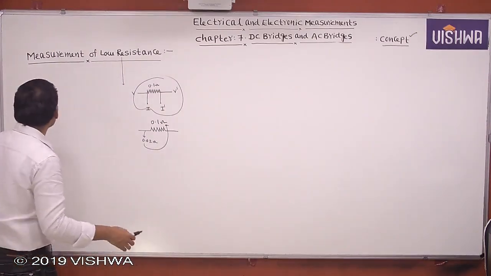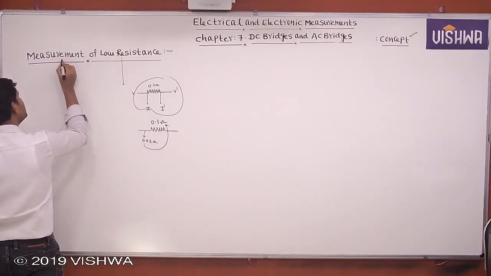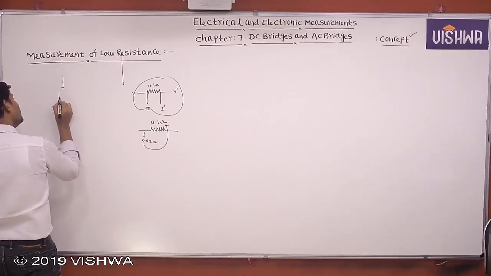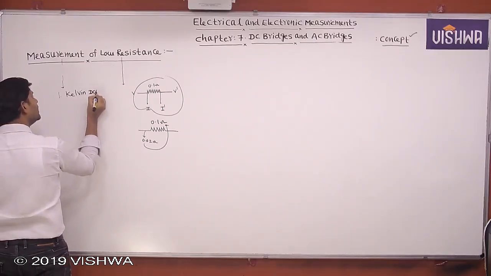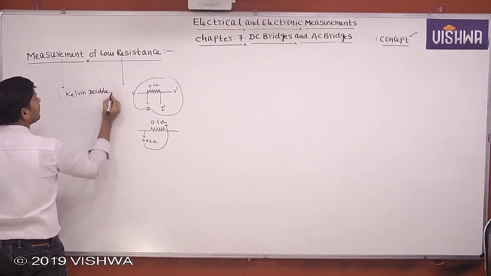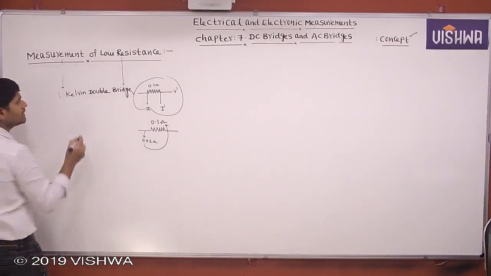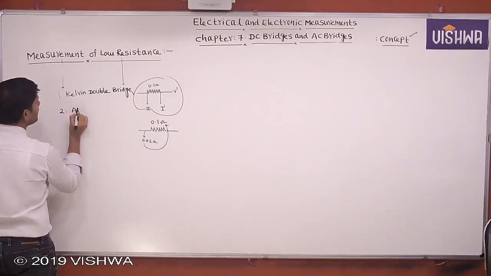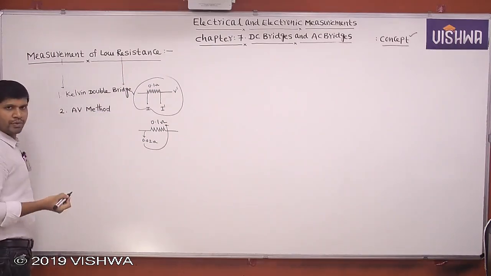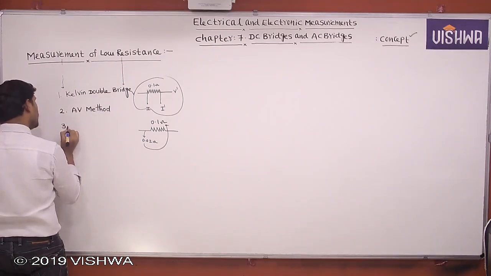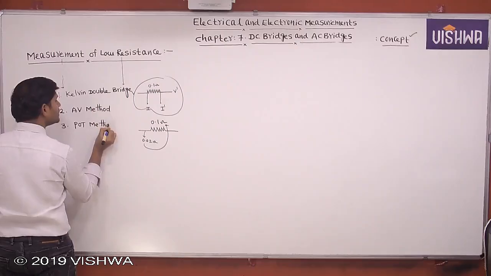To measure low resistance more accurately, what methods are we using? One method is the Kelvin double bridge method. These are the different methods used to measure low resistance: the Kelvin double bridge, the AV method, that is the ammeter voltmeter method, and the third one, the potentiometer method.